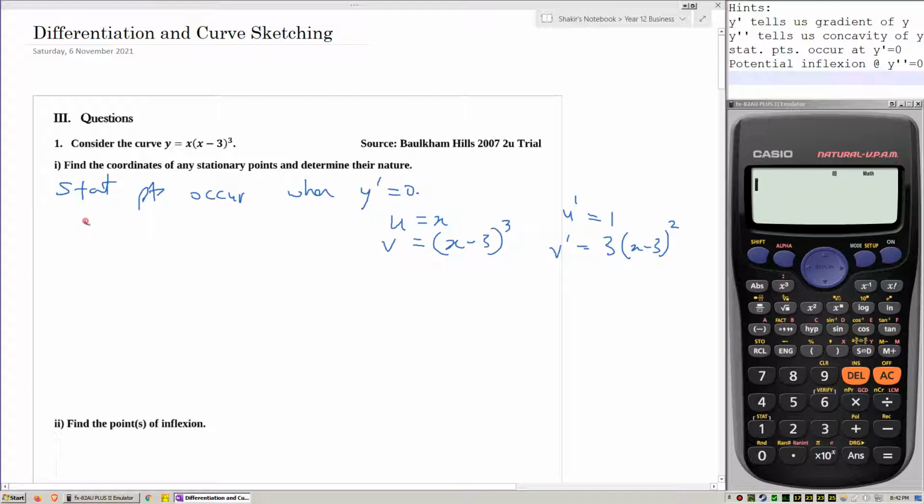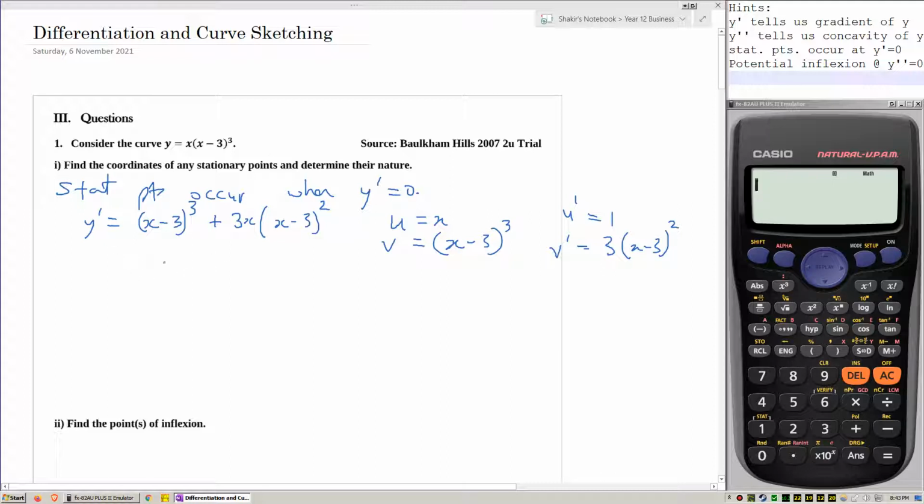And so by the product rule, y dash is equal to u dash v plus v dash u. U dash is 1, v is x minus 3 all cubed, so x minus 3 all cubed, plus v dash u. V dash is 3 times (x minus 3) all squared, times x, which is just going to be 3x. I've just skipped a step or so.